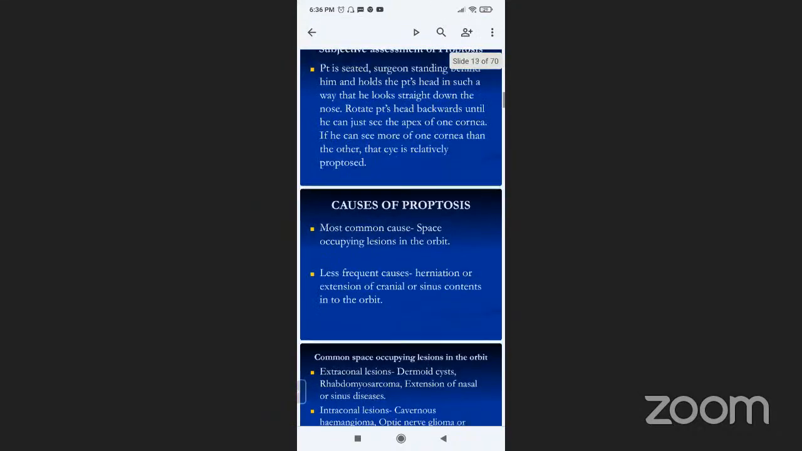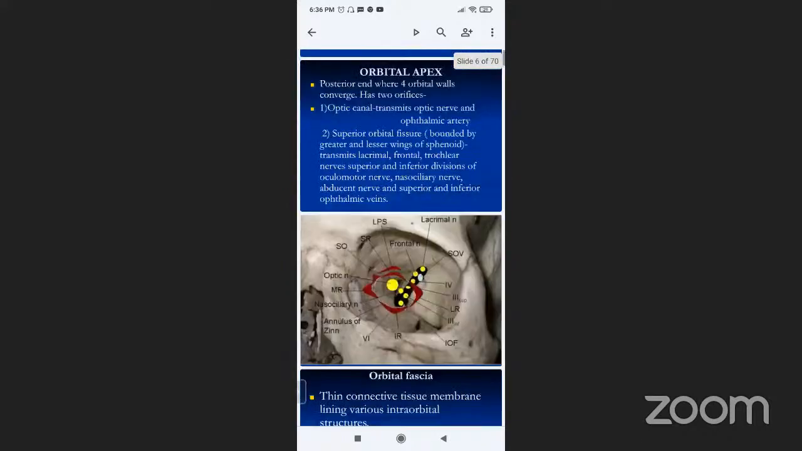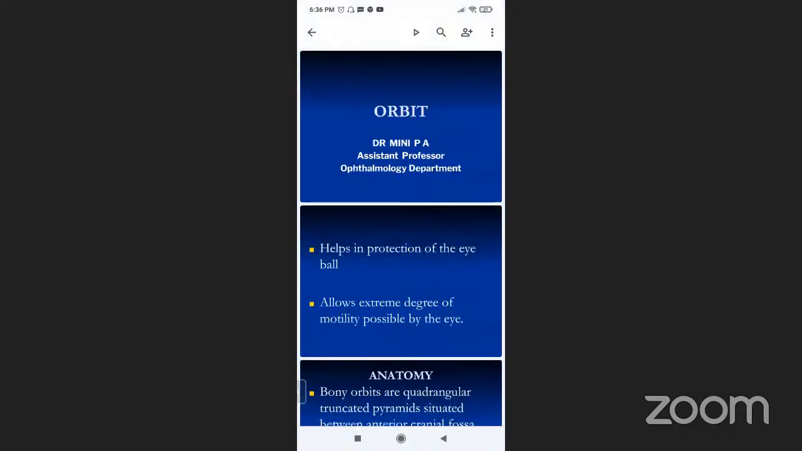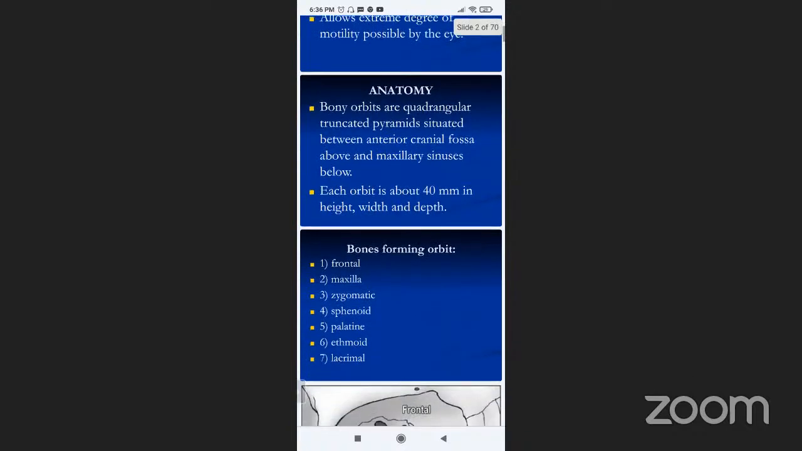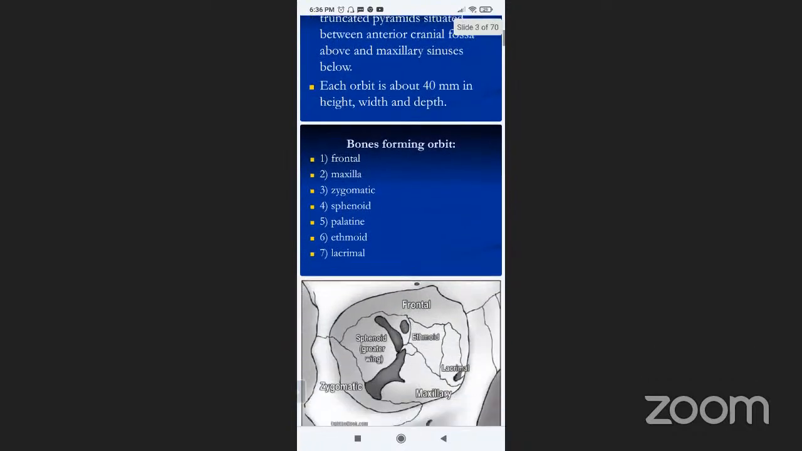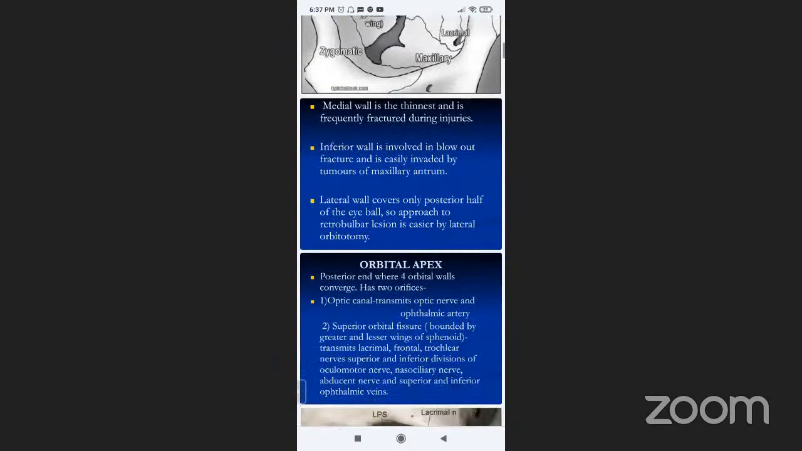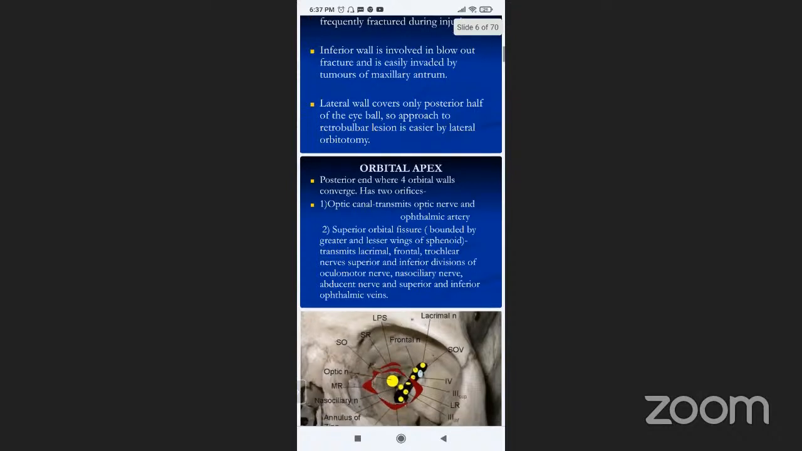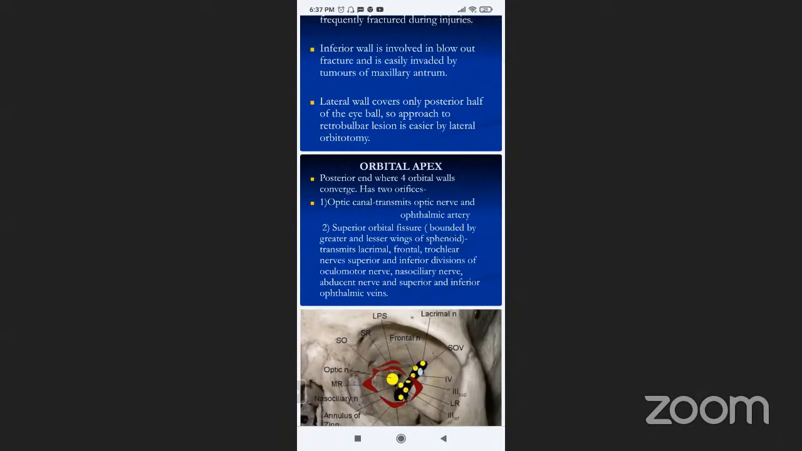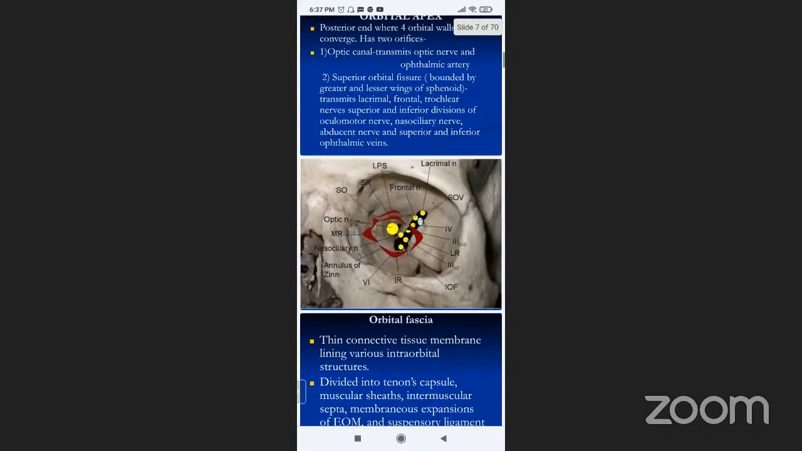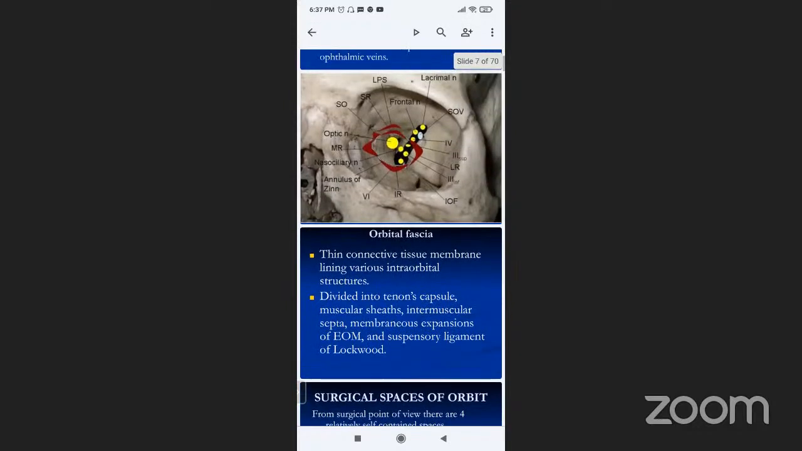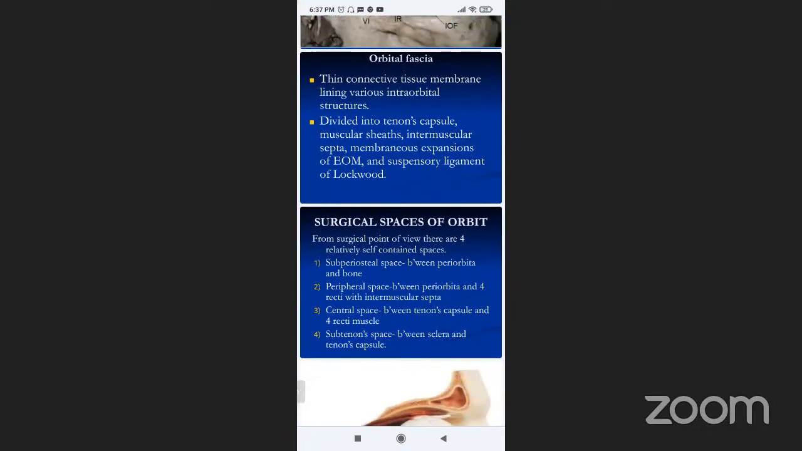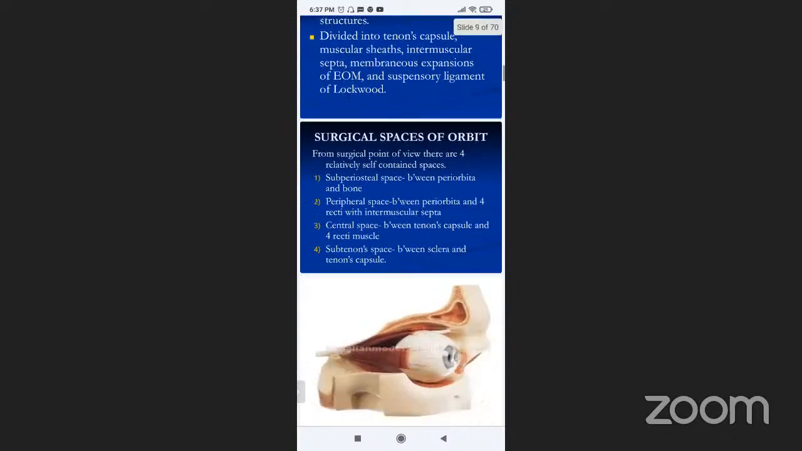So in a nutshell, today we have discussed the anatomy. The bony orbits are truncated pyramids. It has a base, apex, and 4 walls. You should remember the 7 bones which form the orbit. Then what are the structures passing through the orbital apex, through the optic foramen as well as the superior orbital fissure. Then what are the condensations of orbital fascia? Then which are the 4 surgical spaces of the orbit? That is periosteal space, peripheral space, central space, and subtenon space.